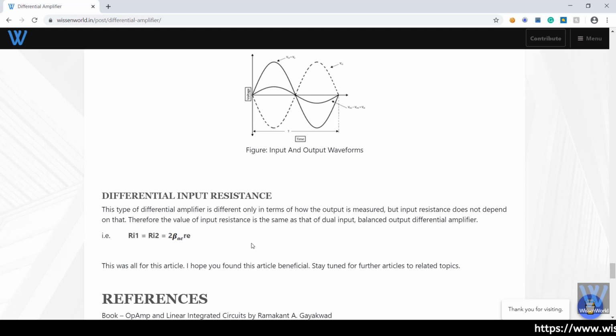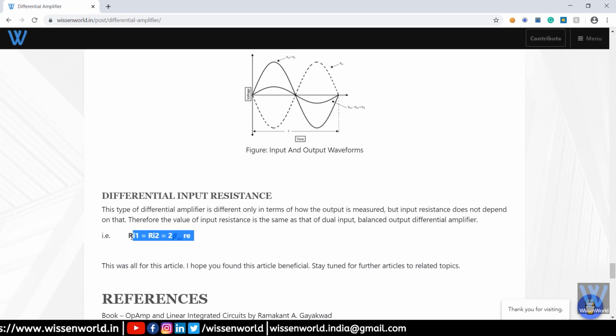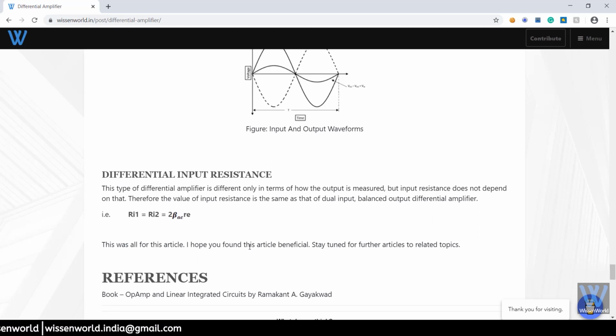Now let's come to the differential input resistance. This differential amplifier is different only in terms of how output is measured, but input resistance does not depend on that. Therefore the value of input resistance will also be the same as it was in the previous differential amplifier. So this is it for this tutorial.